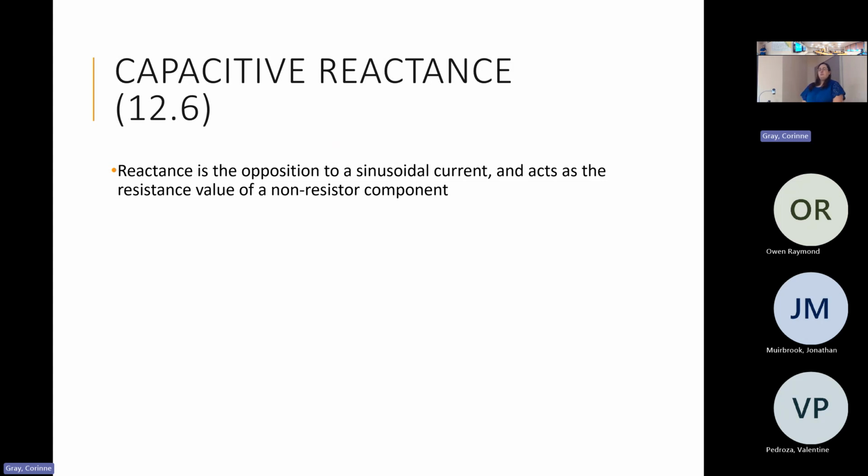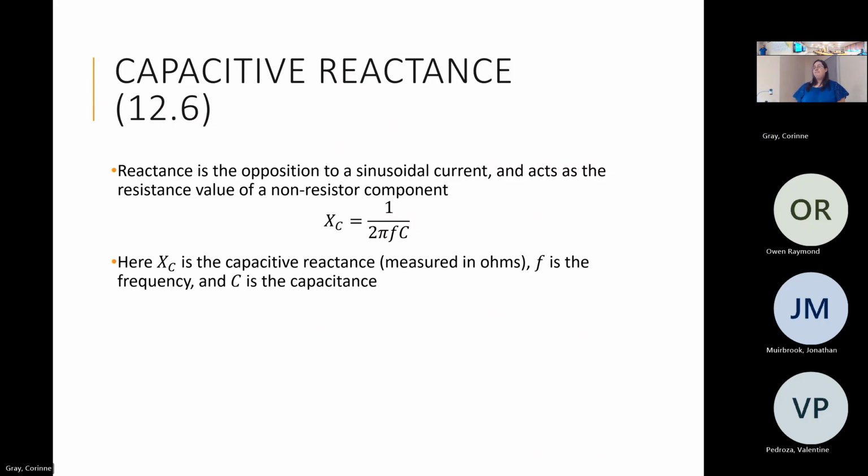Now, for resistors, we used resistance as R. So naturally, the next best letter we can use for the reactance is going to be X. We are going to see two different types, or technically three different reactances, but only two of them have equations. So here we have X sub C. X is going to be the variable that we use for reactance.